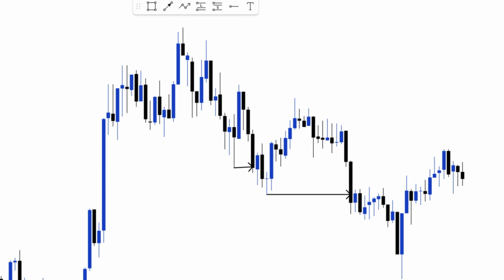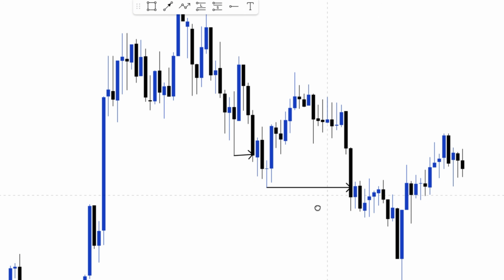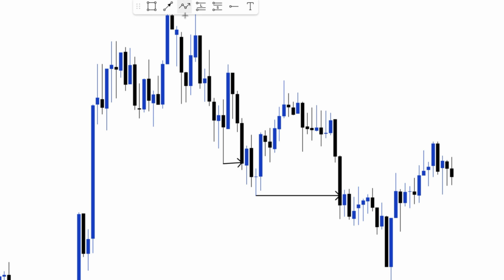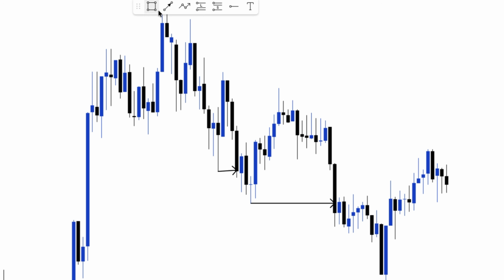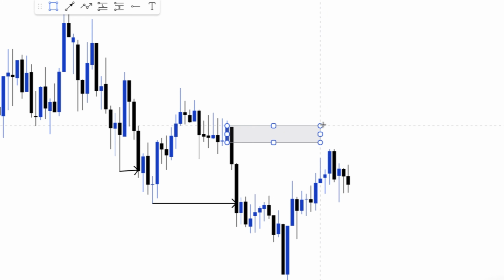Now, once we know that we're looking for shorts, we want to wait for supply to form. In this case, we can see our supply zone has formed. So you should be able to identify that we have this supply zone right here, which was a blue candle to the upside.